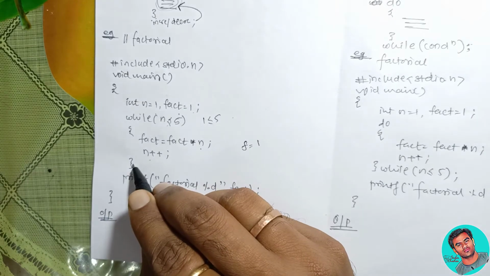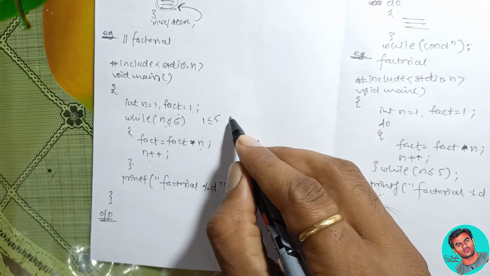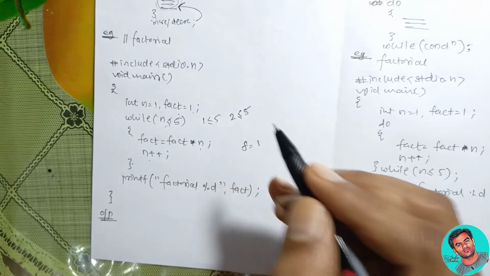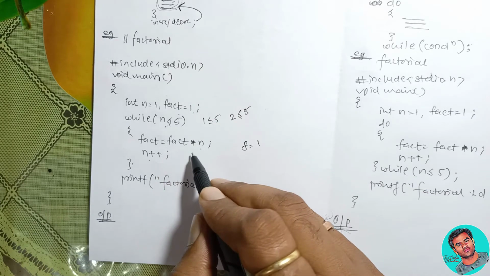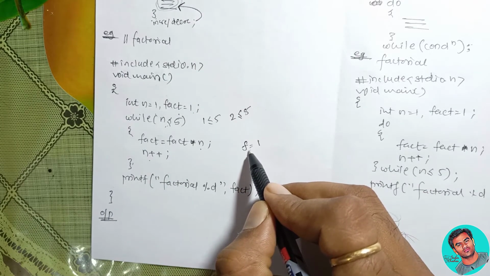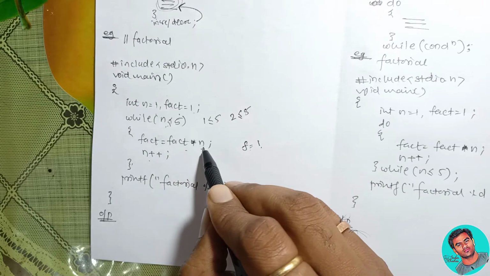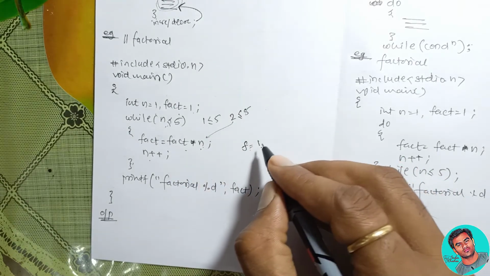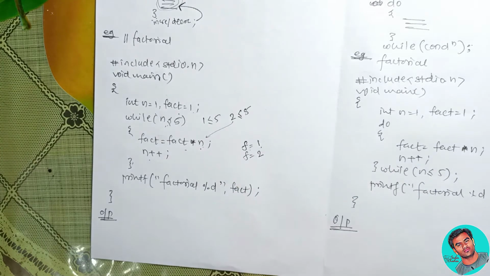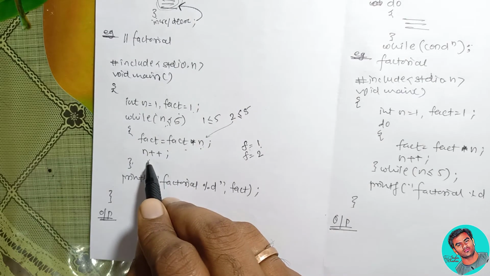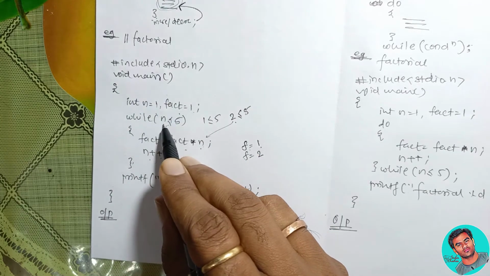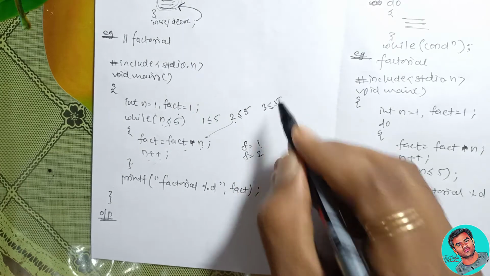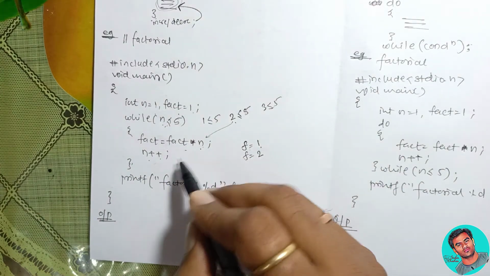When the control flows back with the value 2, the condition is checked again: 2 is less than or equal to 5, so the condition is true here also. Now fact equals fact multiplied by n, where fact has the value 1 and n is 2, so 2 multiplied by 1, and the factorial's value becomes 2. Then n plus plus, so n, which is 2, becomes 3. Again the loop comes here, 3 is less than or equal to 5, the condition is true again, so this will execute.